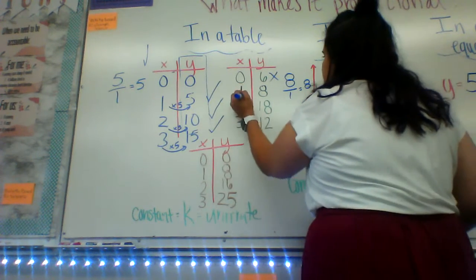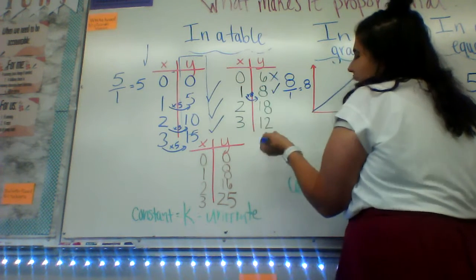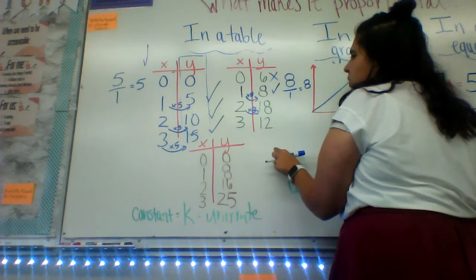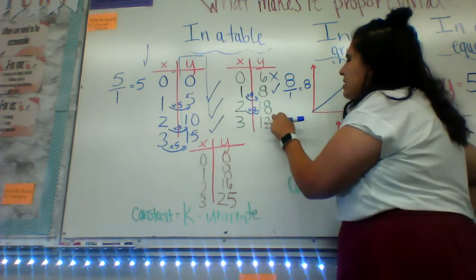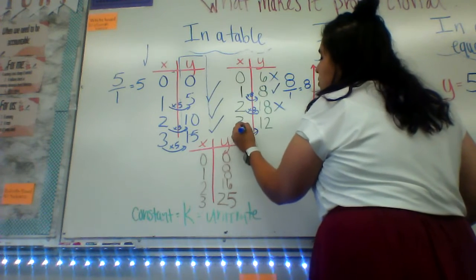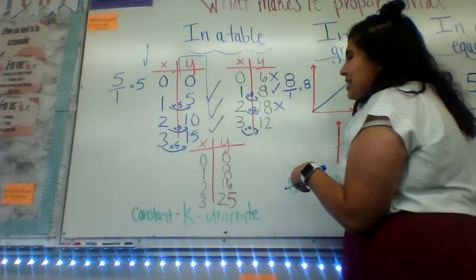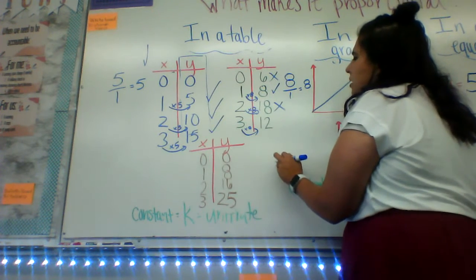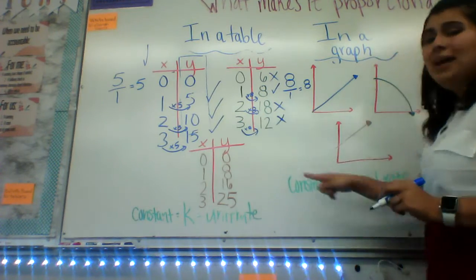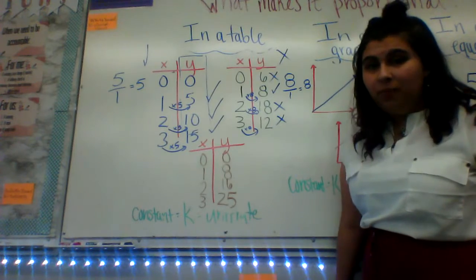So let's try this. 1 times 8 would give me 8, so that checks out. 2 times 8 would give me 16, but this is 18, so that's not proportional. And then I would do 3 times 8 here, because again, we should be multiplying by 8 every time. And 3 times 8 would give me 24, and this is saying 12. So I have 3 x's here. It's safe to say that's not proportional.